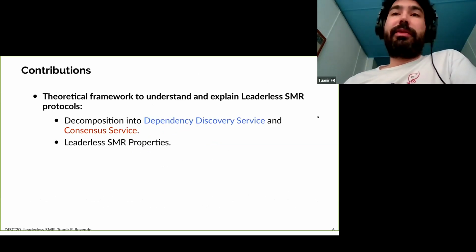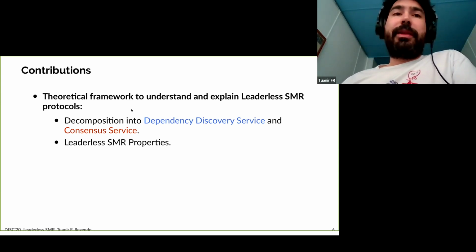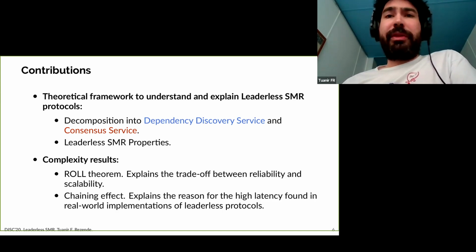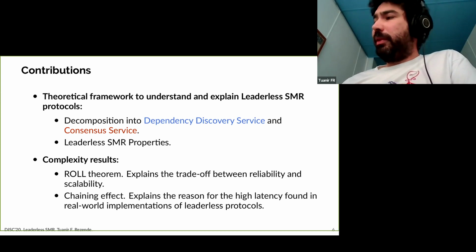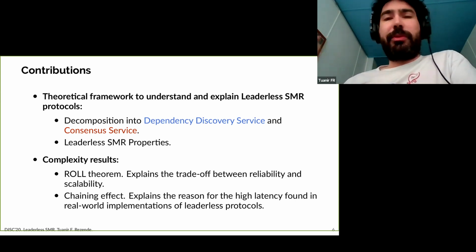We achieve this through an interesting and kind of simple decomposition into two services, the dependency discovery service and the consensus service. We also propose a set of properties, leaderless SMR properties. With these, we also provide lower bound and upper bound results. The first one is the role theorem, which aims to explain the trade-off between reliability and scalability. It's very similar to the fast learning theorem from Lamport, but in our paper one can see that we are able to capture more precisely some protocols like ePaxos, which the fast learning theorem was not necessarily specified to deal with, so we capture it more accurately.